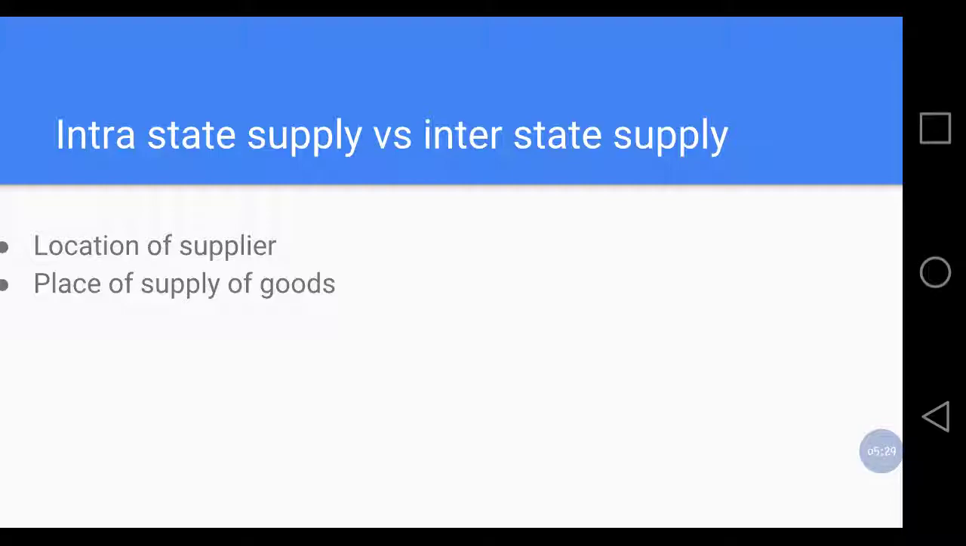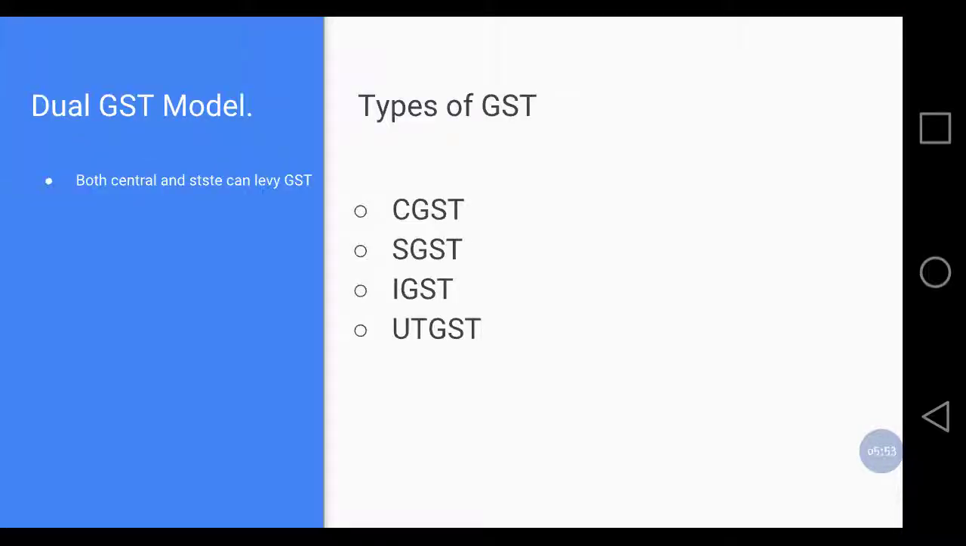So when the supplier is located in one state and the receiver is located in the same state, it will be called intrastate supply. When the supplier is located in one state and the receiver is located in another state or another union territory, it will be called interstate supply. So we go back to the types of GST slide.